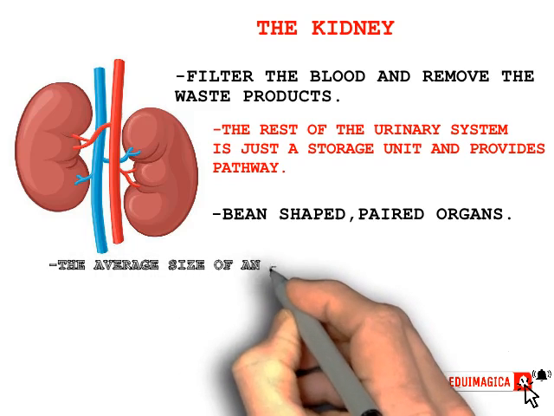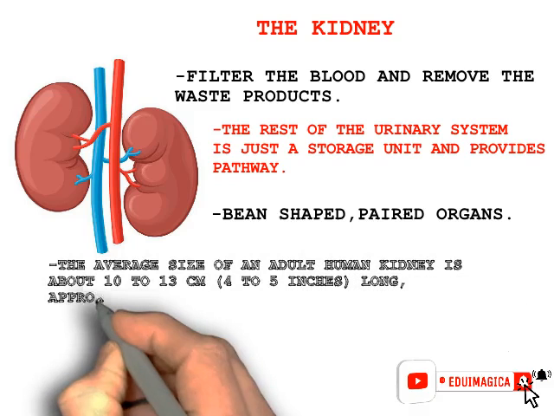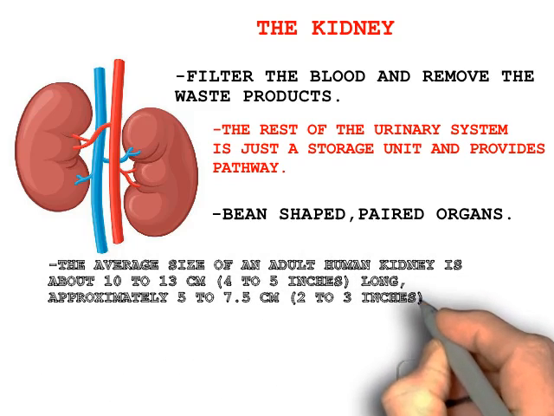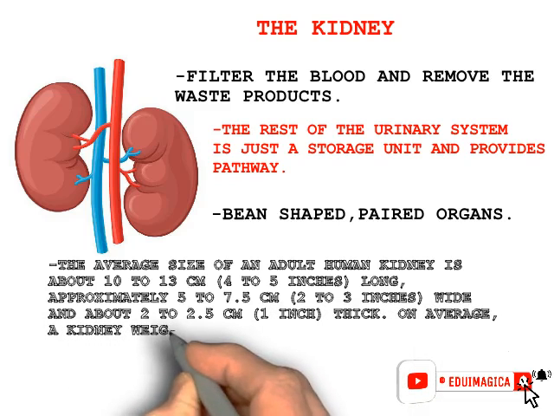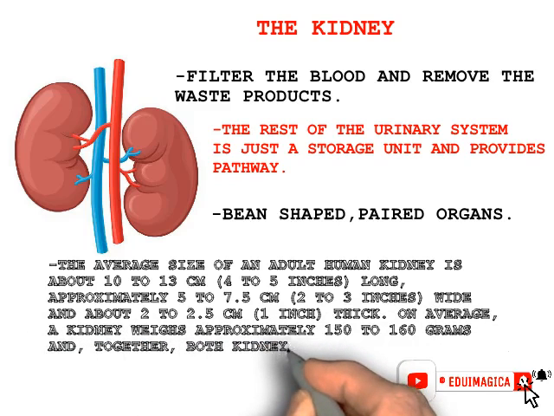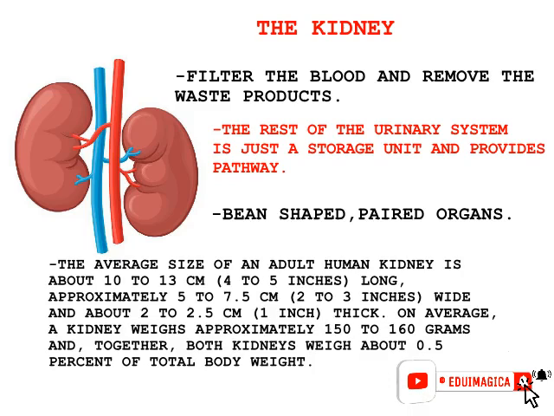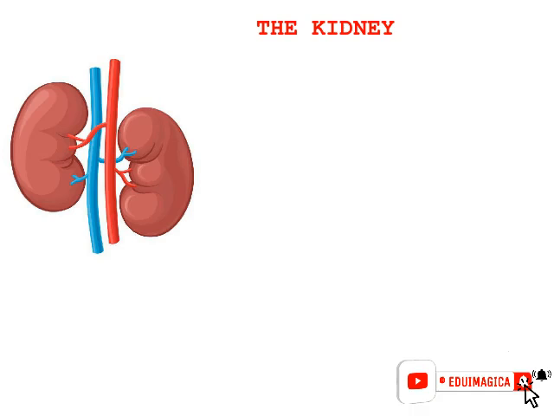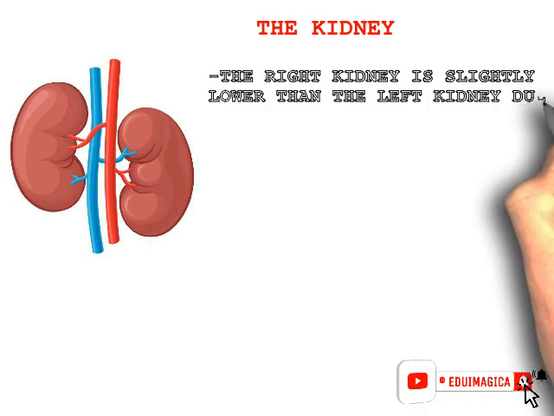The average size of an adult human kidney is about 10 to 13 cm long, 5 to 7.5 cm wide, and about 2 to 2.5 cm thick. A kidney weighs approximately 150 to 160 grams. Together, both kidneys weigh about 0.5% of total human body weight. And the right kidney is slightly lower than the left kidney due to the anatomical positioning of the liver.